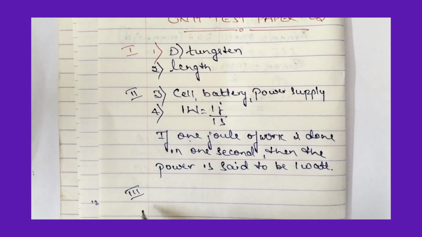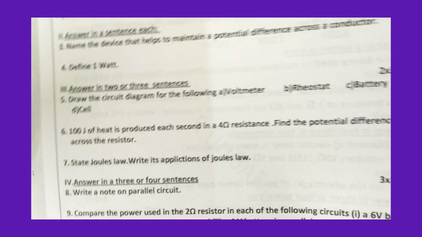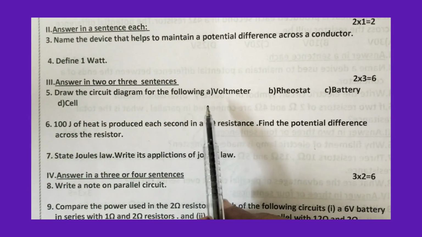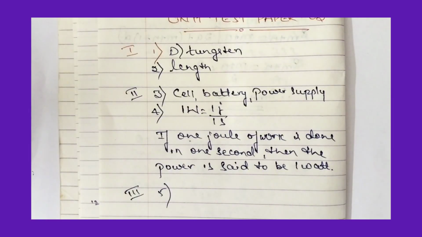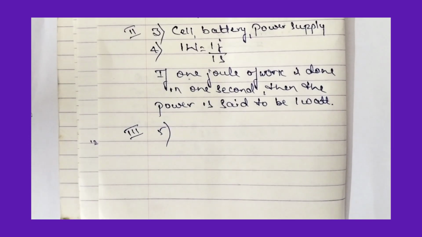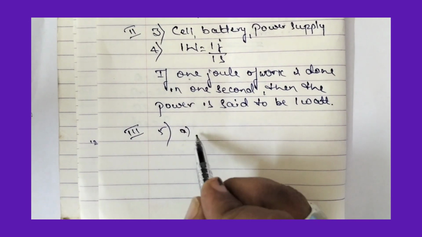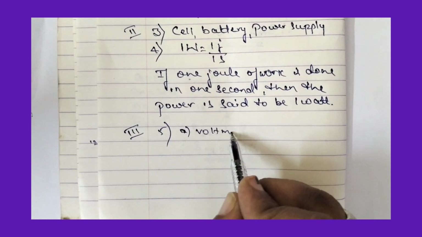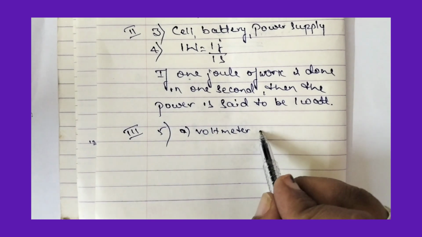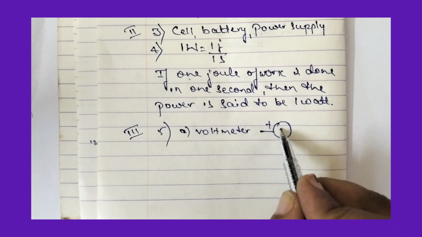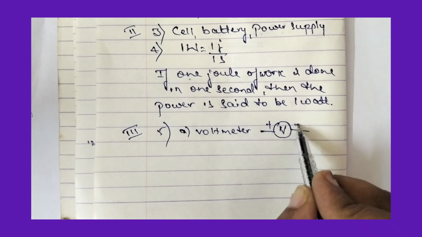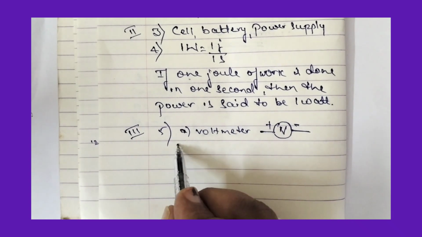Now let us move to the third main question, question number 5. In question number 5 they have given: draw the circuit diagram for the following: voltmeter, rheostat, battery and cell. So let us write one by one. First, the circuit symbol for the voltmeter. This is the connecting wire. This is the voltmeter. This is the positive terminal and this is the negative terminal.